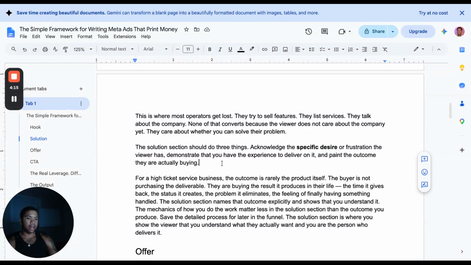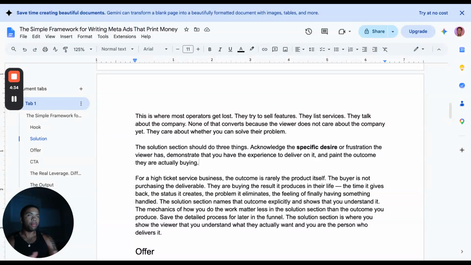you want to demonstrate that you have the experience to deliver on it, and then also paint the outcome that they are actually buying. For me, I work specifically with high ticket service businesses. I only want to work with high ticket offers. I really don't do a whole lot of low ticket stuff. And so the outcome is rarely going to be the product itself.